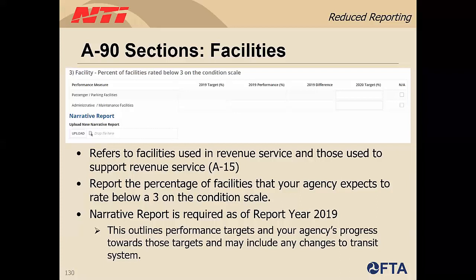In the facility section, you will report the target percentage of facilities that will rate below a 3 on the Transit Economics Requirement Model, or TAM scale, in 2021. Check the NA box if a facility type does not apply to your agency. At the bottom of the A90, you will upload your agency's native report. You can upload the native report in most file formats.